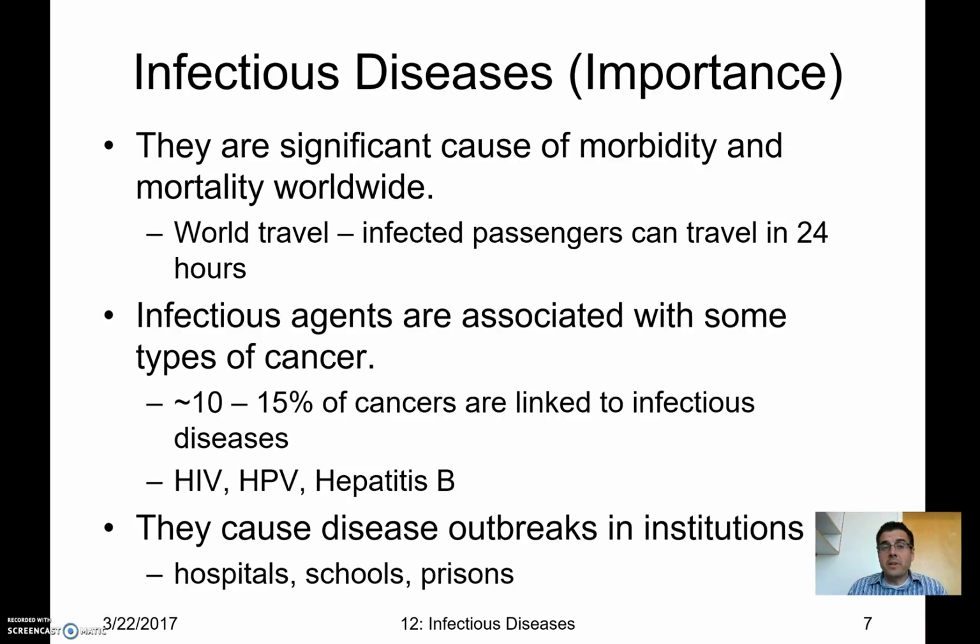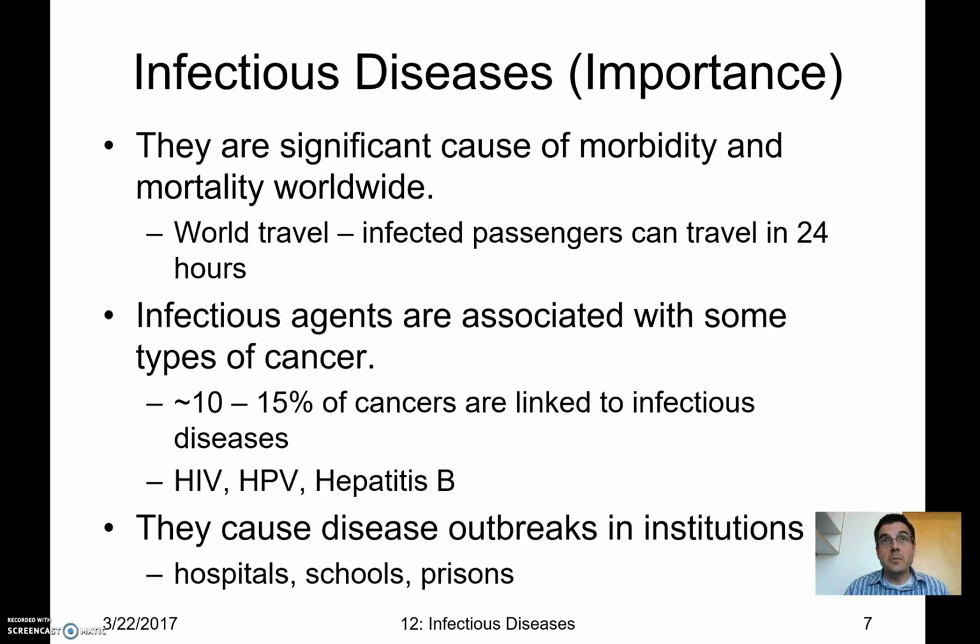Another aspect with infectious diseases that's of importance is that some are associated with cancer, and we've talked about that with HPV, with cervical cancer. But we know that HIV as well as hepatitis B, there is a linkage with hepatitis B with liver cancer, and with HIV there are other cancers that are associated, where 10 to 15% of cancers are associated with an infectious disease component.